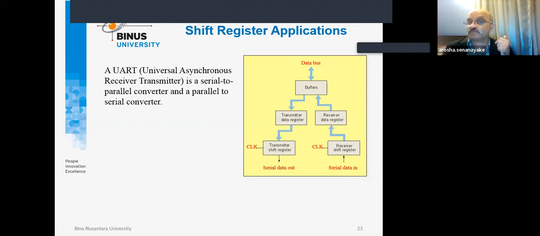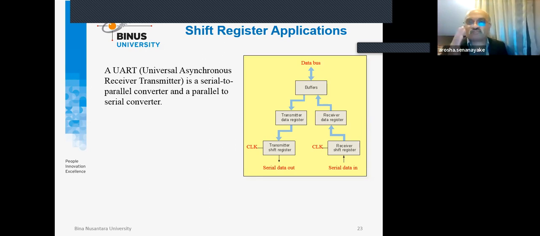Very important. In that way, the shift register is one of the important applications. I mentioned right at the beginning the classic example of the keyboard. You press a key, it generates an ASCII code, but that ASCII code is not transmitted to the processor in parallel. It is transmitted in serial because a UART is connected. UART is available.